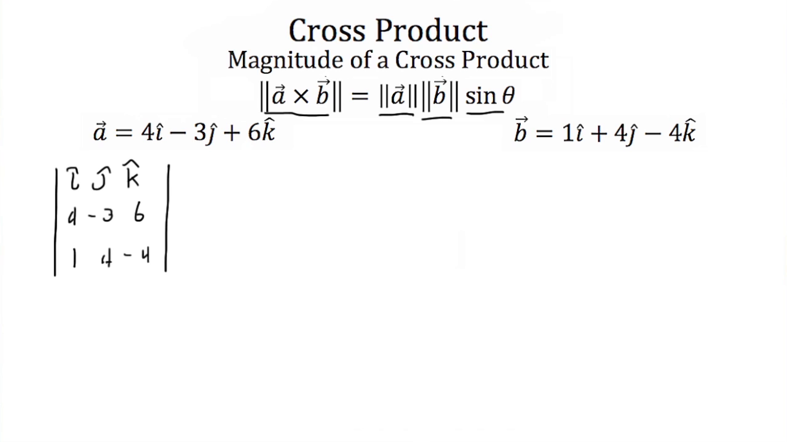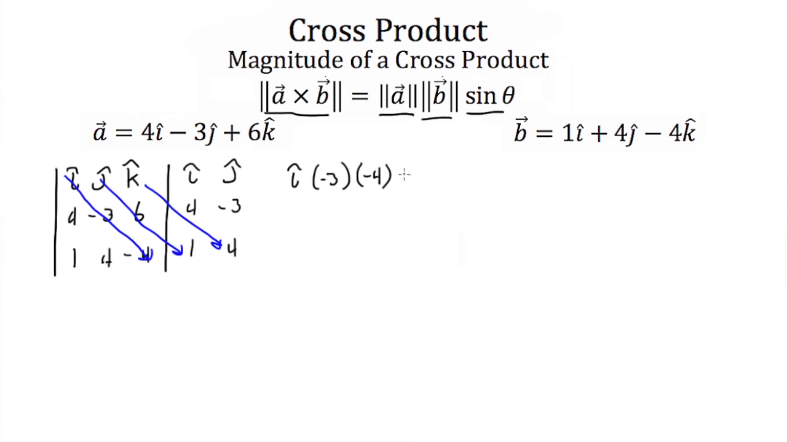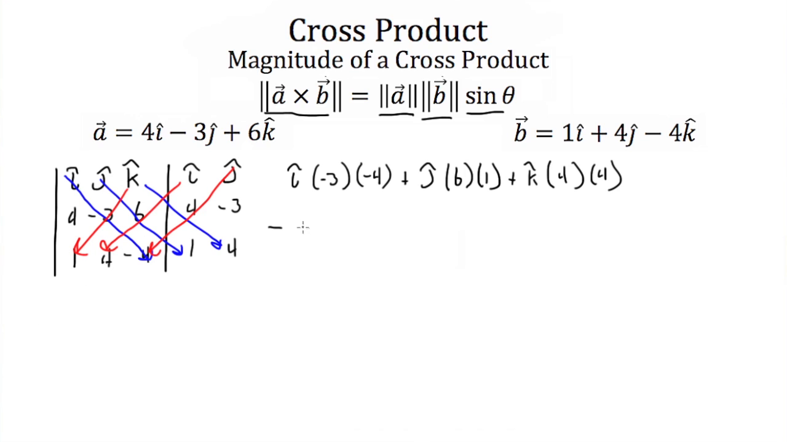I recopy my first two columns, so i hat, 4, 1, j, -3, and 4. Then I multiply i times -3 times -4 plus j times 6 times 1 plus k times 4 times 4. And then minus the diagonals coming back the other way. So j times 4 times -4 minus i times 6 times 4 minus k times -3 times 1.